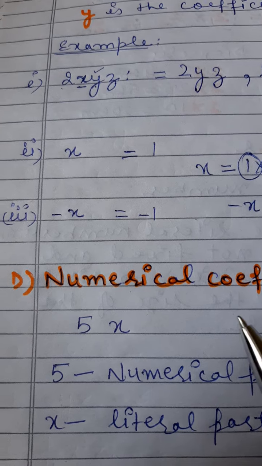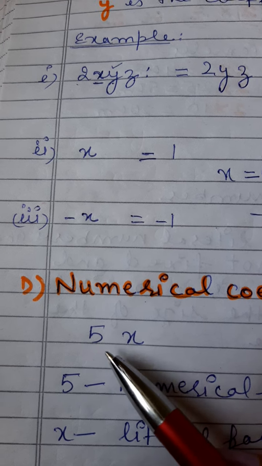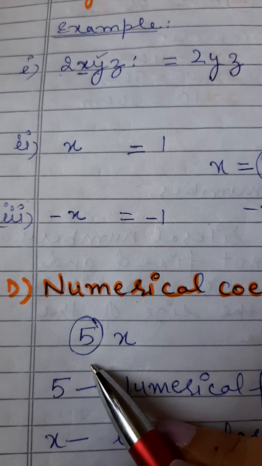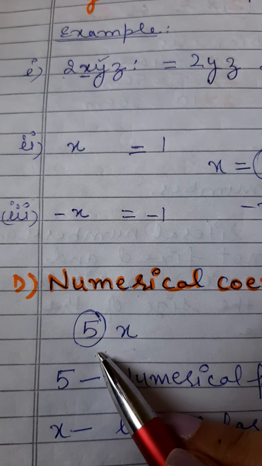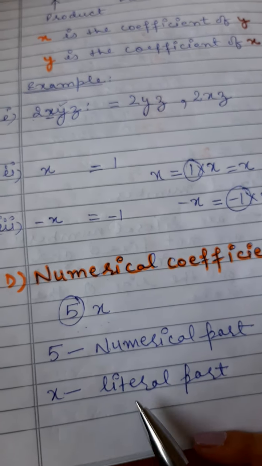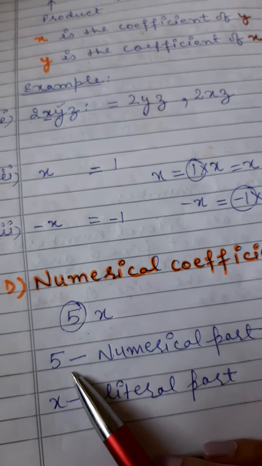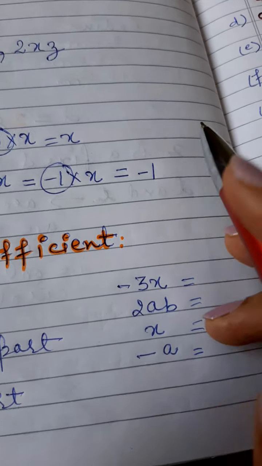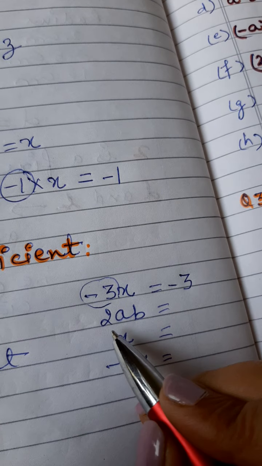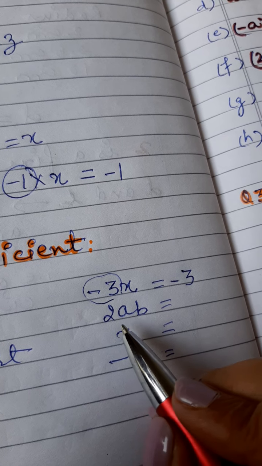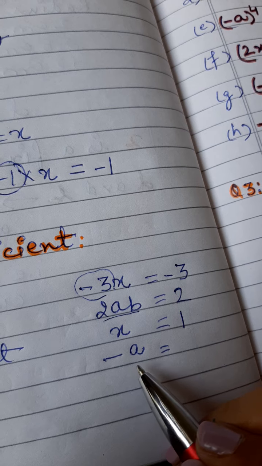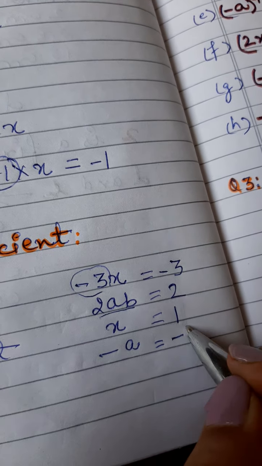Next is numerical coefficient. The numerical value with the literal number, that is the constant with the literal number, is the numerical coefficient of that expression, right? Here 5 is the numerical value, so the numerical coefficient of 5x is 5, right? Here 5 is the numerical part and x is the literal part. So this numerical part is called the numerical coefficient. Let us understand this by taking examples. Minus 3x: here the numerical coefficient for x is minus 3. 2ab: the numerical coefficient for this expression is 2. x: the numerical coefficient for x is 1. Minus a: the numerical coefficient for minus a is minus 1.